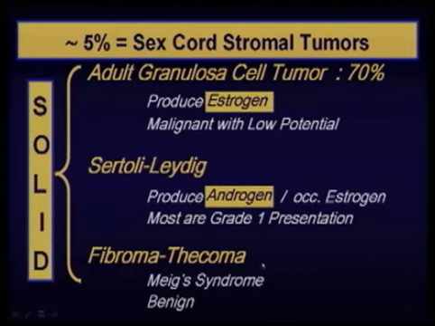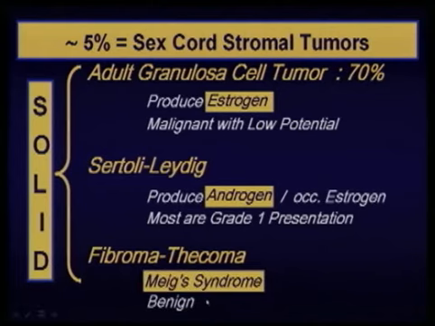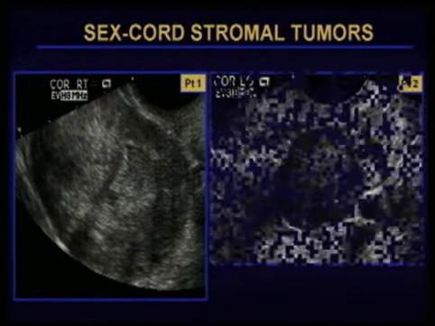Fibrothecoma is the 3rd tumor that develops from the stromal elements of the ovary, and it, as every medical student knows, is associated with Meigs syndrome, which I've seen all of 2 cases, I think, in my 40-year career. And these are patients who have effusions with a benign tumor, ascites, pleural effusions, pericardial effusions, and these are benign. The other 2 tumors, fortunately, have low malignant potential, grade 1 tumors, so these are not wildly anaplastic the way the epithelial tumors are.